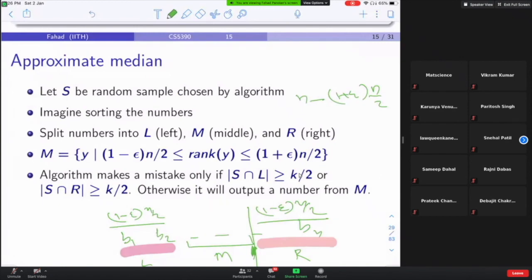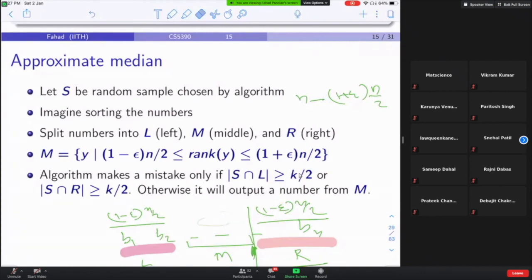Now here is the point. Suppose in my sample of size k, I have chosen at least k by 2 elements from the middle, then the median of the sample will be within M. No, not that way, think a different way. Sorry. Suppose you are not going to choose more than k by 2 from the left and more than k by 2 from the right, then the median of the sample will be here.